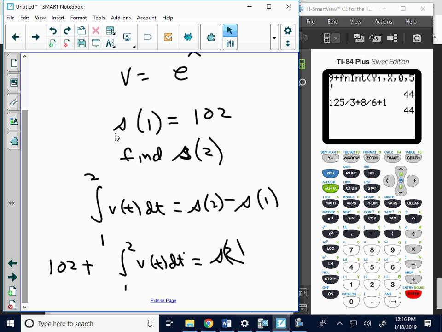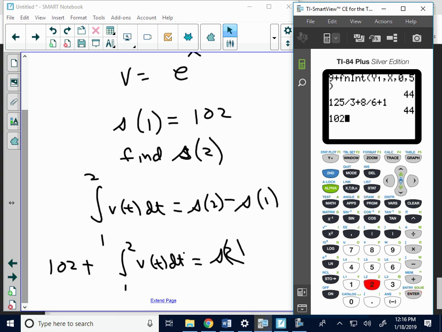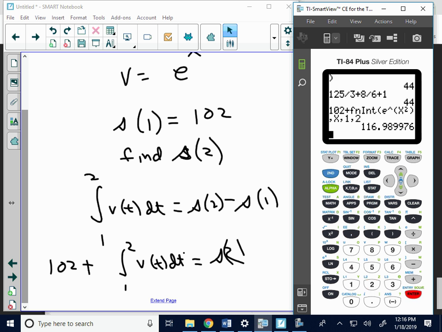I'll do this and then I'll let you bail. 102 plus math 9, e to the x squared. Again, can't find that antiderivative. That's okay. Comma x, comma 1, comma 2. Bang, that's where I am at, 116.989. If you have this problem of finding where you are given the velocity and given one position, it's a 10-second problem. Okay, let me let you go.